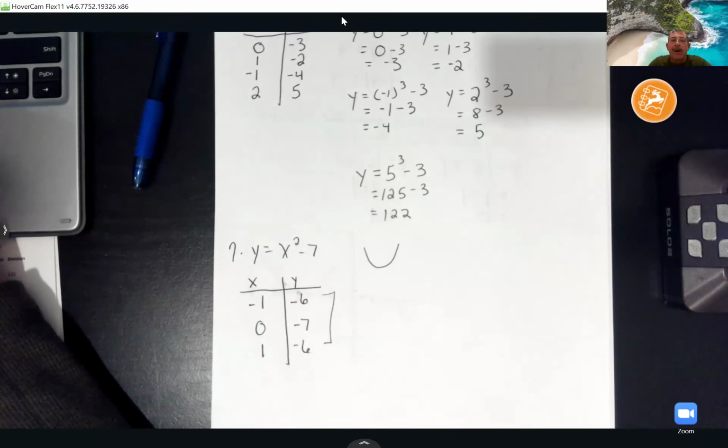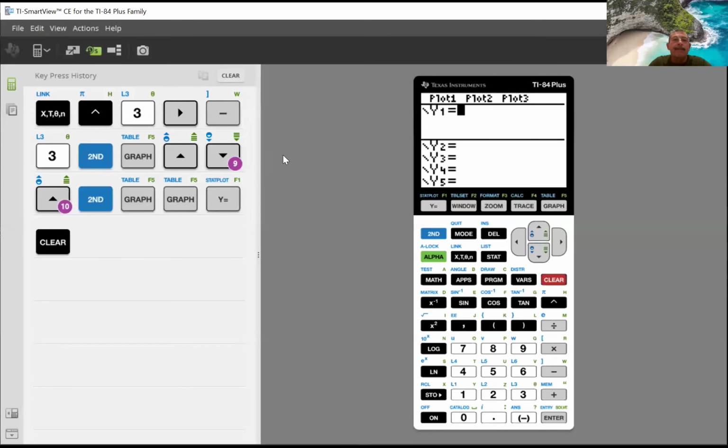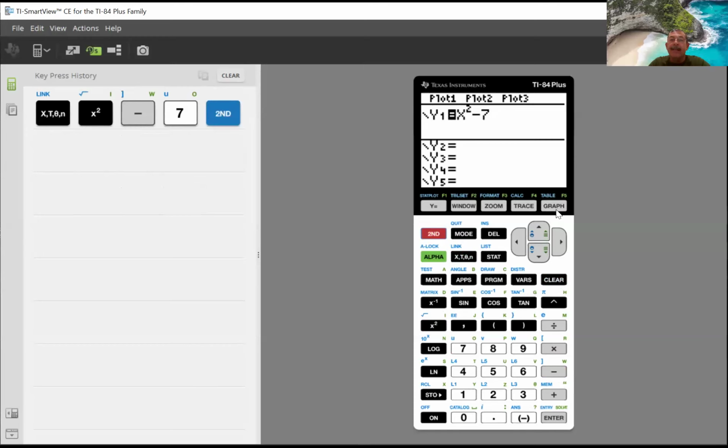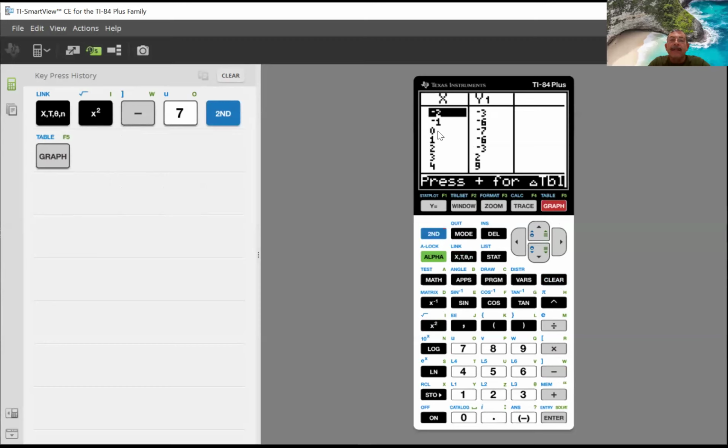All right, so let me go to y equals, clear that out. Oh, you also x squared will be my x. I'm going to square that. And then I had -7. All right, so let me go to the table because remember we had -1, -6, 0, -7, 1, -6.